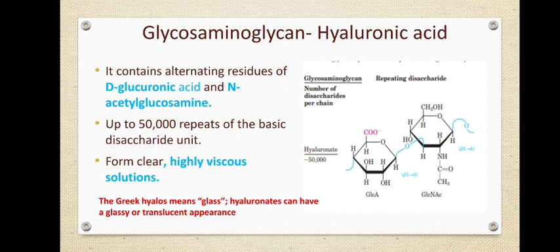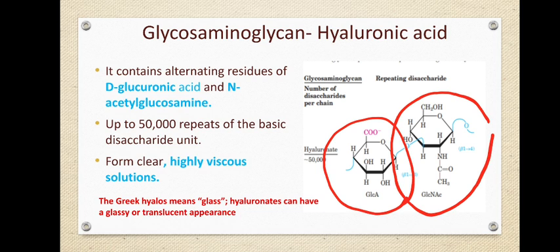Now this is a polymer of two units, one is D-glucuronic acid, the other one is N-acetyl glucosamine. What you are seeing in the picture are D-glucuronic acid and N-acetyl glucosamine. Let me use a pen here so that I can focus it. So what you are seeing here is the glucuronic acid, and we have N-acetyl glucosamine. Here the acetyl group is attached, so you can see N-acetyl glucosamine is present.